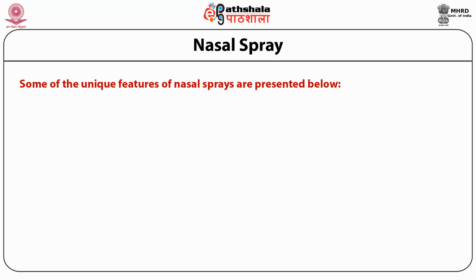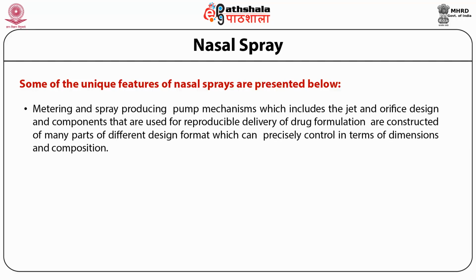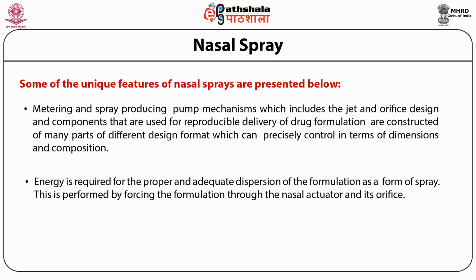Coming to the first aspect, the metering and spray-producing pump mechanisms usually include the jet and orifice design, and the components used for reproducible delivery of drug formulations are constructed of many parts of different design formats which can be precisely controlled in terms of dimensions and composition. The second important unique aspect of nasal spray devices is that energy is required for the proper and adequate dispersion of the formulation in the form of a spray. This is primarily performed by forcing the formulation through the nasal actuator and its orifice.